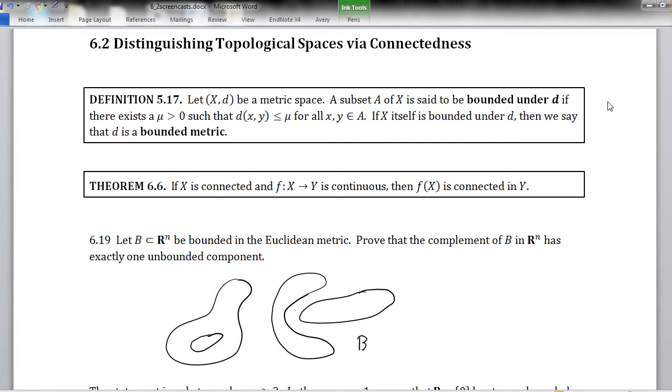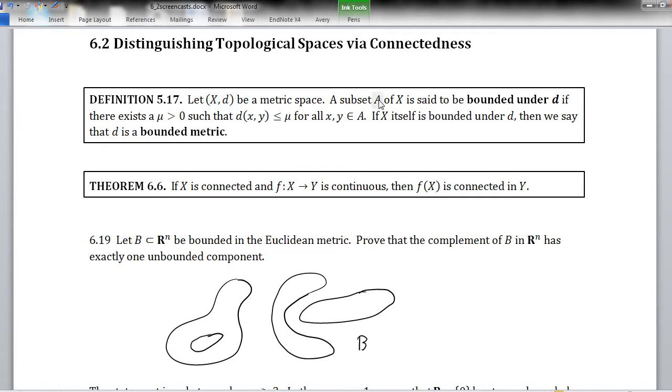Section 6.2, distinguishing topological spaces via connectedness. Our first exercise here is going to relate boundedness in a metric space to connectedness. So let's first of all review what a bounded metric is. So let (X, d) be a metric space.